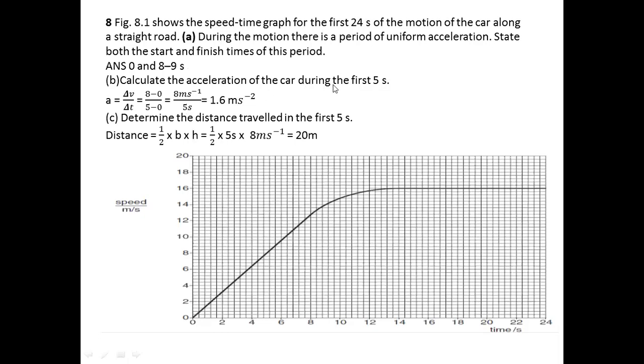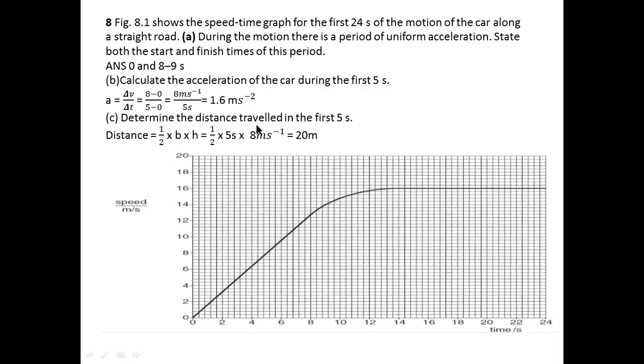Calculate the acceleration of the car during the first 5 seconds. How to calculate the acceleration for the first 5 seconds? That will be equivalent to change in velocity over change in time. The final velocity when time is 5 seconds is 8, and change in time is 5. So it becomes 1.6 meter per second squared.